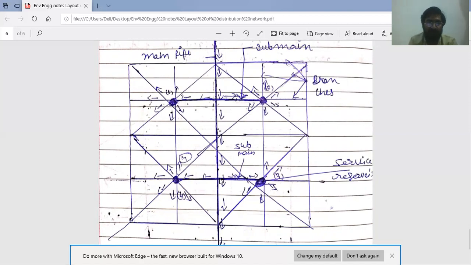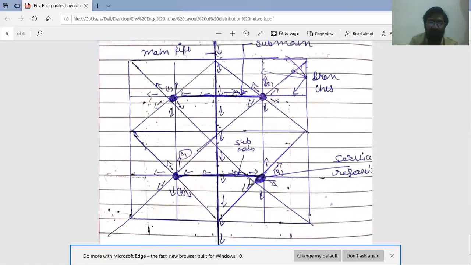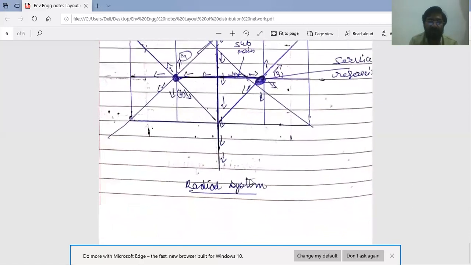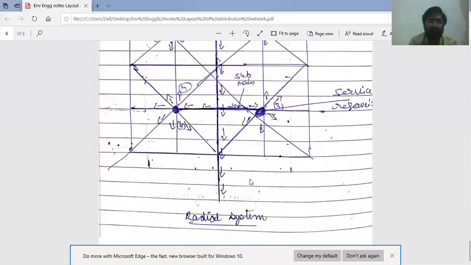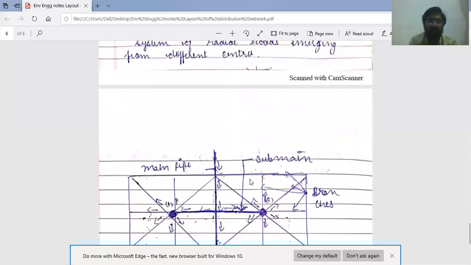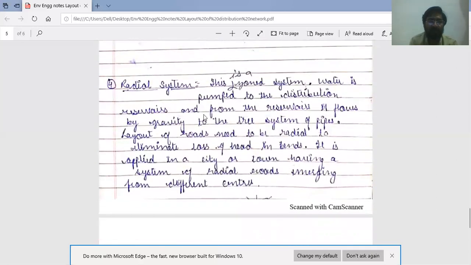So this is the main pipe, this is submains. All these horizontal, vertical, and diagonal lines are branches, and the four points are service reservoirs or distribution reservoirs. This is the radial system. These are the four systems of layout of network.